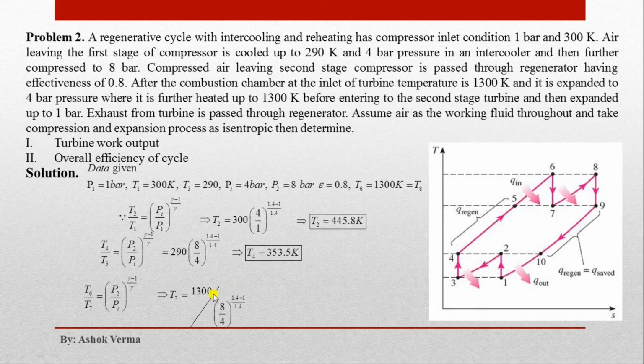T7 equal to T6 divided by P2 by PI to the power gamma minus 1 by gamma. T7 equal to 300 divided by 8 by 4 to the power (1.4 minus 1) by 1.4. So finally you will get T7 equal to 1066.4 Kelvin. So you have calculated T7.